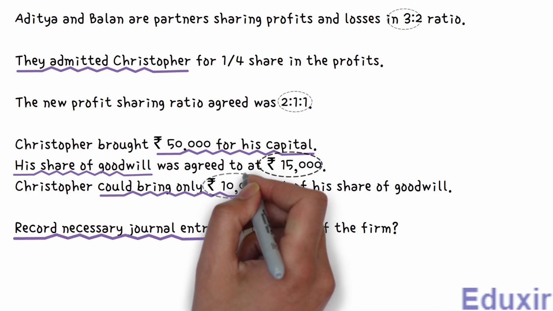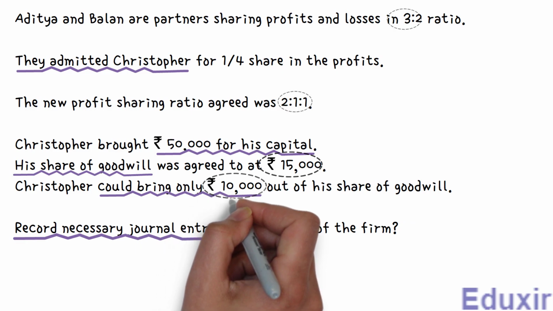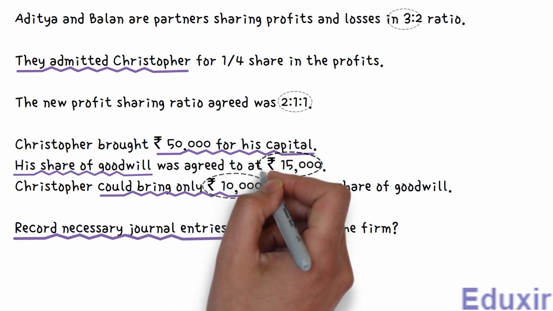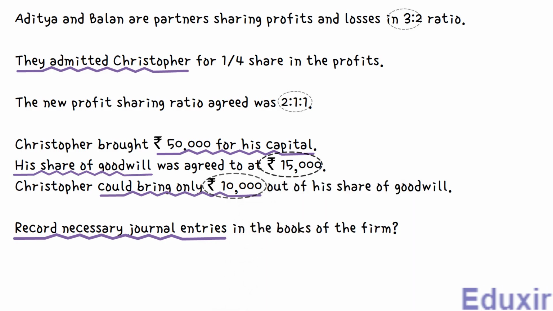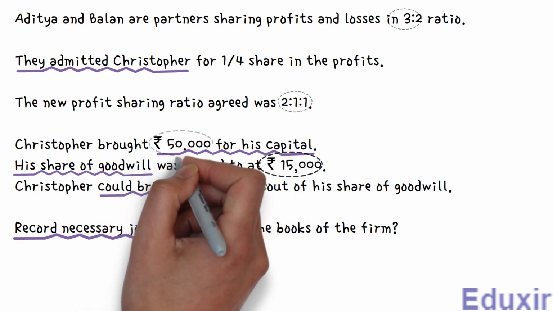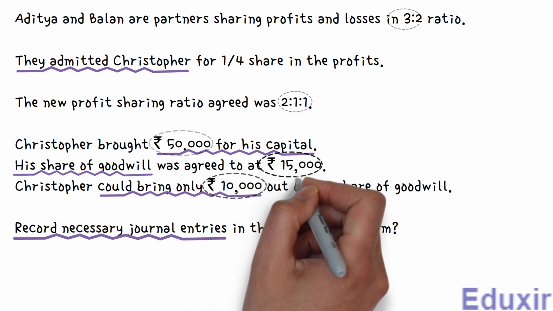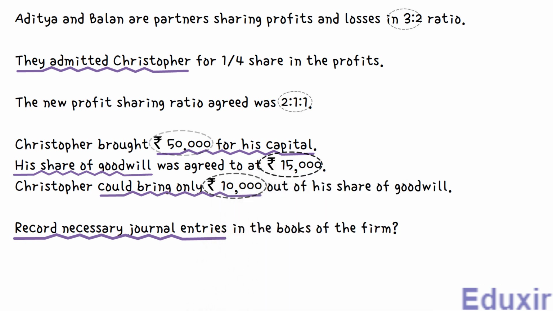Now, if the new partner has brought only 10,000 rupees of goodwill premium, how can we distribute 15,000 rupees of goodwill premium among the old existing partners? See, if the new partner does not bring in all the goodwill premium, the balance will be adjusted from the capital so that the agreed upon goodwill premium amount of 15,000 rupees can be distributed among the old existing partners. You have to keep this in mind while proceeding with this step.